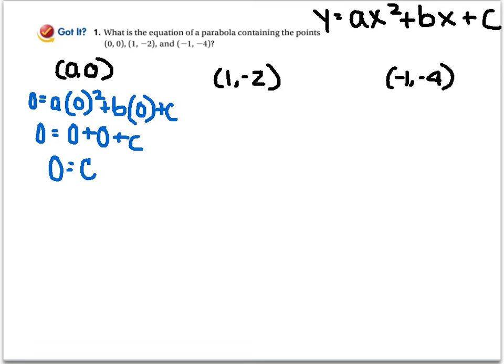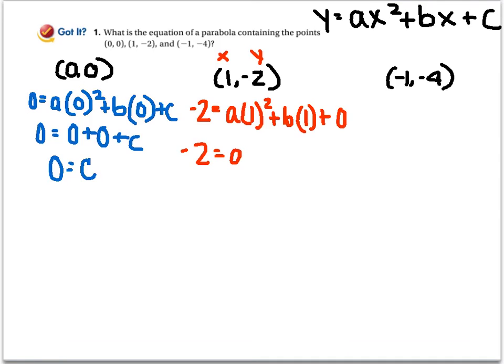Now in your next equation, you have new x's and y's. Now your x is 1 and your y is negative 2. So negative 2 equals a times x squared plus bx plus c, which is 0. So now we have negative 2 equals a plus b. And that's as far as we can go because we can't solve it any more than that.